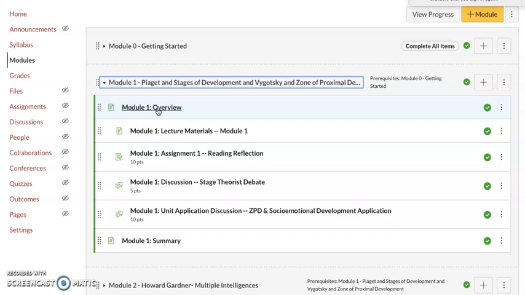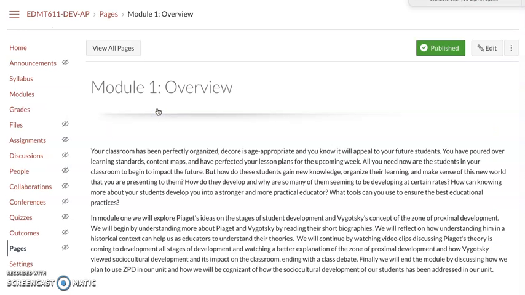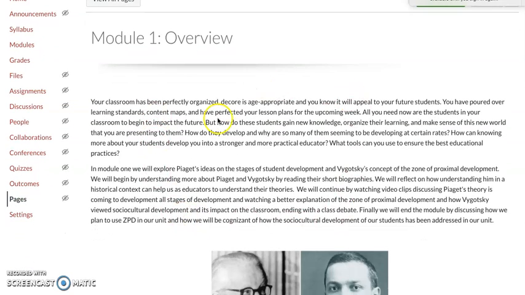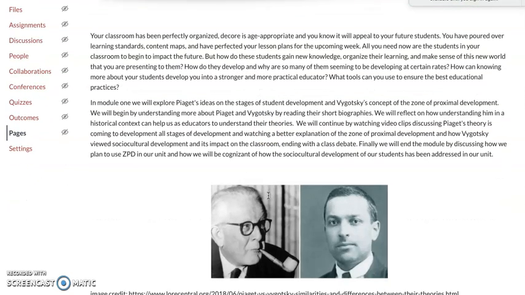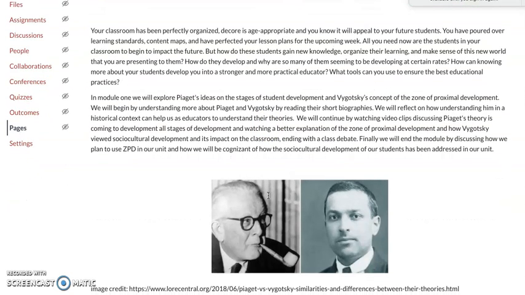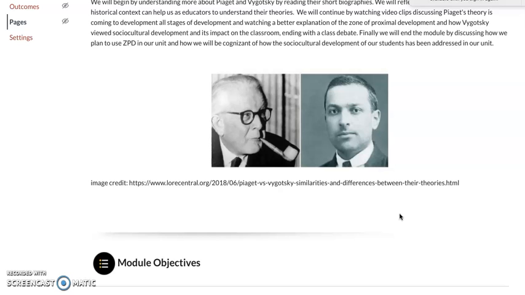So I'm going to start right here, where this Module 1 overview. And you can see some of the things that we're going to be talking about each week will be up in paragraph form in the very beginning, and a lot of times there'll be a visual so we can see our lovely Piaget and Vygotsky right here, just so you can know what they're looking like.